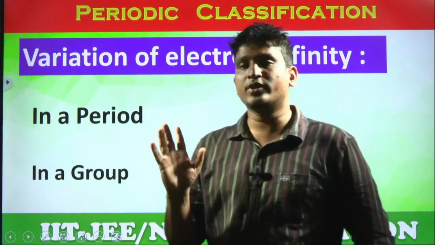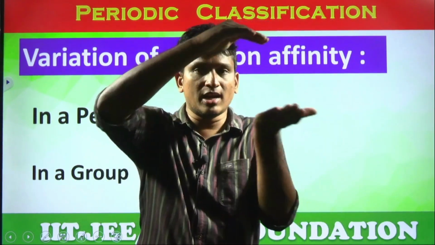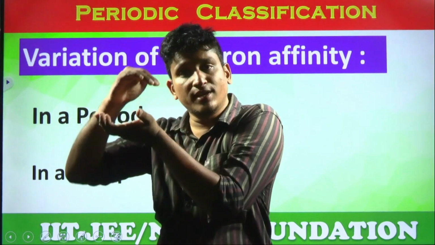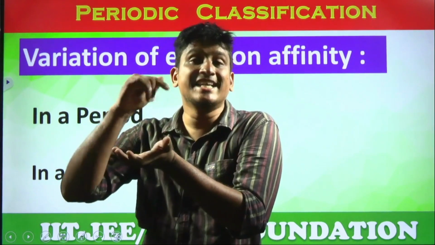What happens left to right in periods? Atomic size in periods is decreasing. So electron affinity is increasing.